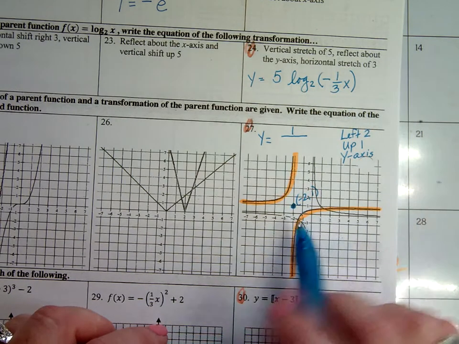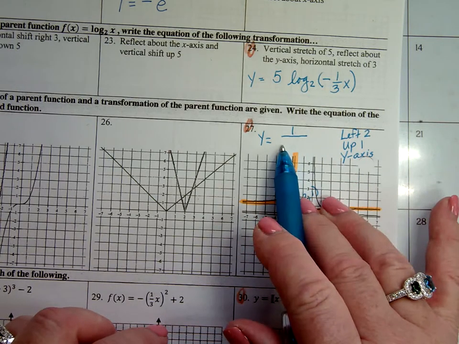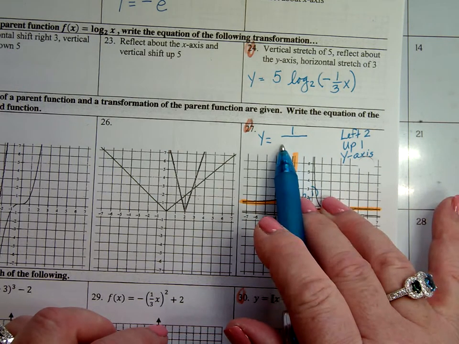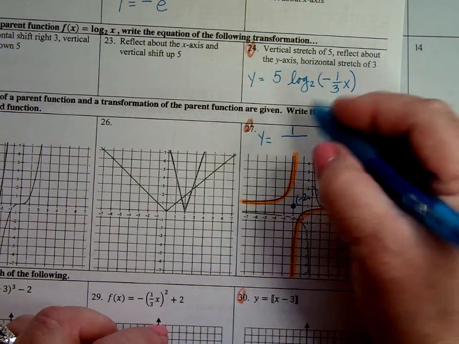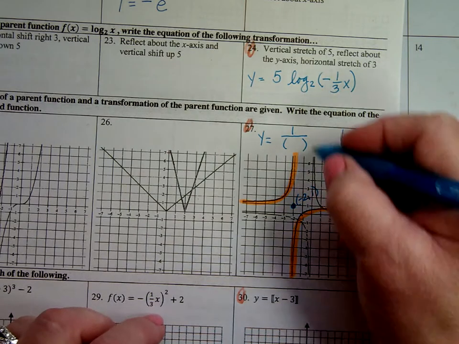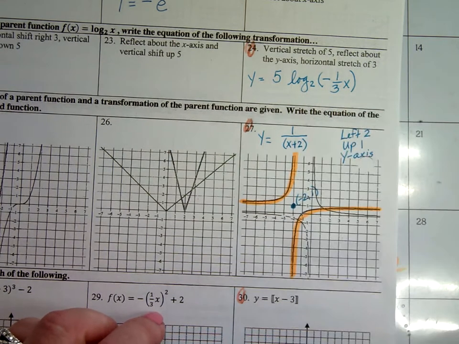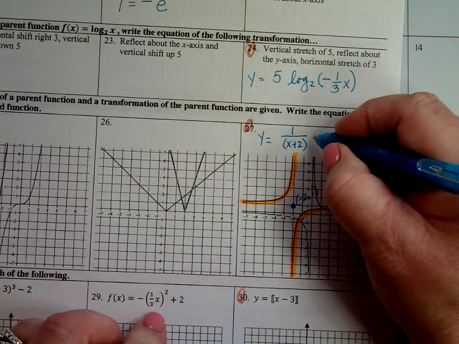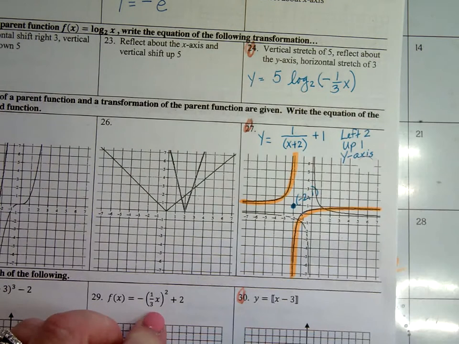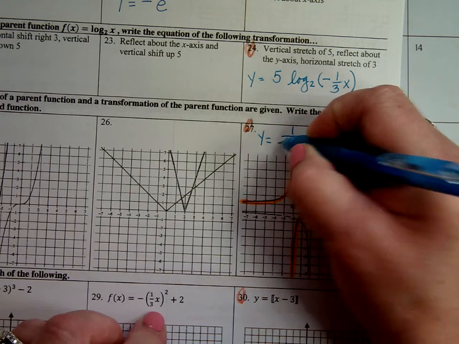So far I've got, there is no vertical scale factor, there is no horizontal scale factor, so I don't need to put any numbers in front of my parentheses. In the parentheses goes your left and right stuff. So that's my left 2, x plus 2. Up 1 is going to be outside with a plus 1. But then I have the y-axis flip. Well, the y-axis flip has to be with my x, so it's down here like this.